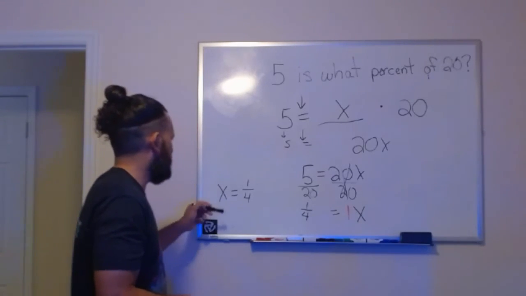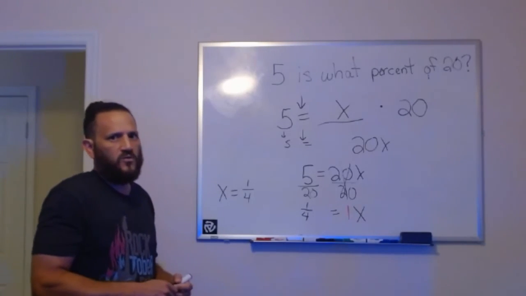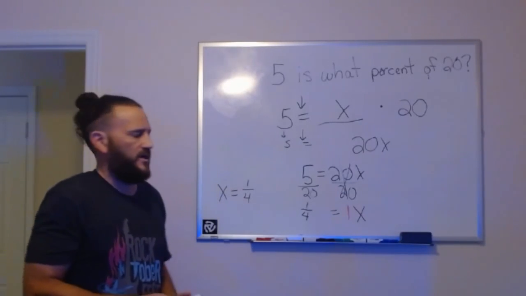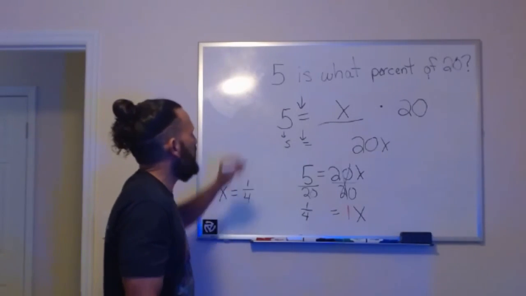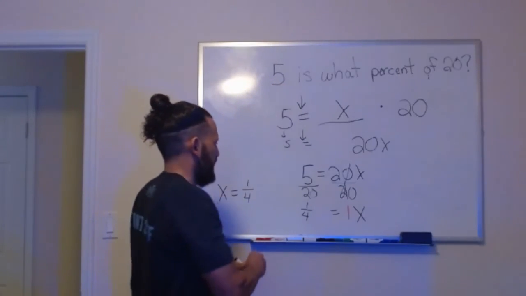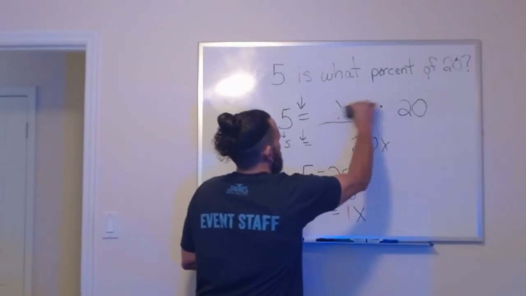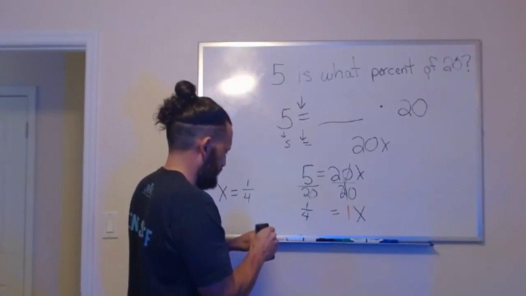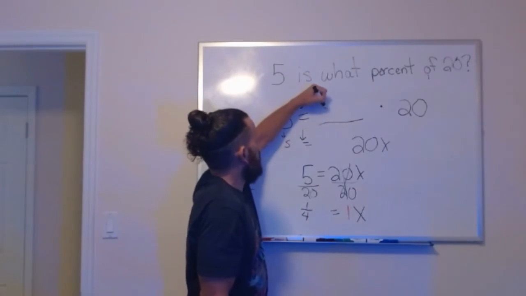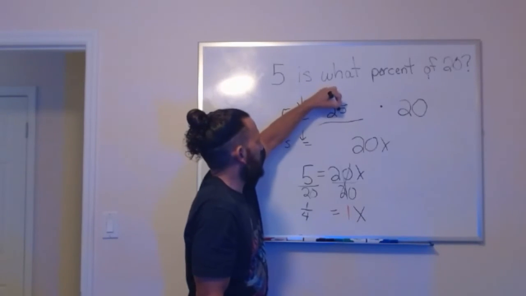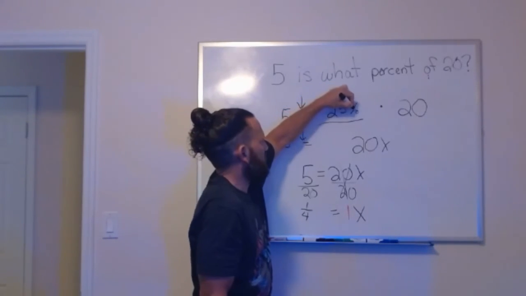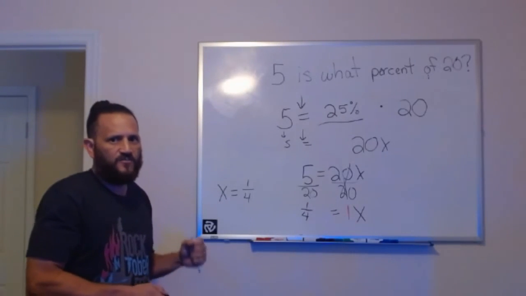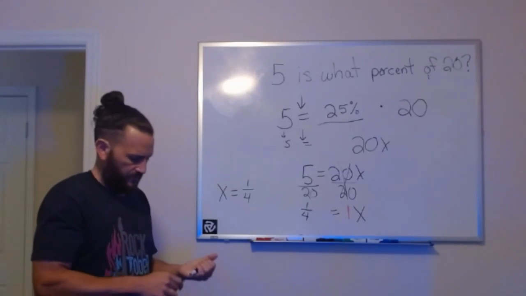So x equals a quarter. We know that a quarter is 25%. If you don't know, you need to get in the math lab. So the answer to this problem is 25%. 5 equals 25% of 20.